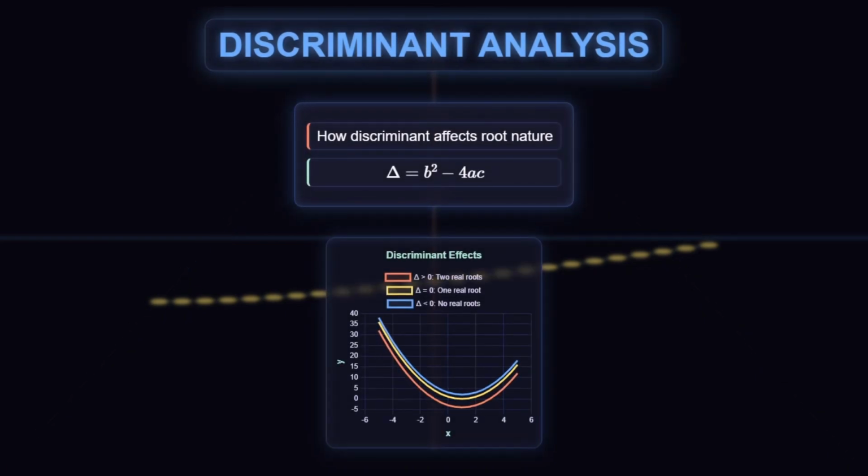The discriminant analysis shows how b squared minus 4ac affects root nature. Positive discriminants give 2 real roots. Zero discriminants give 1 repeated real root. Negative discriminants give 2 complex conjugate roots. This classification is crucial for understanding solutions.